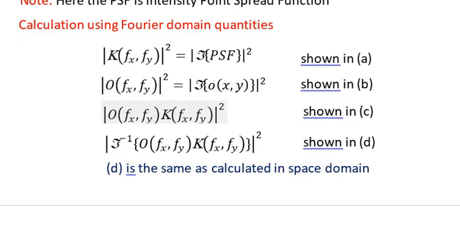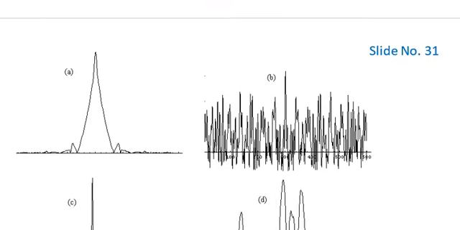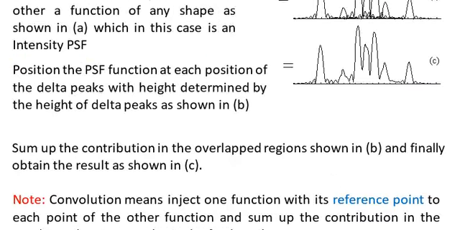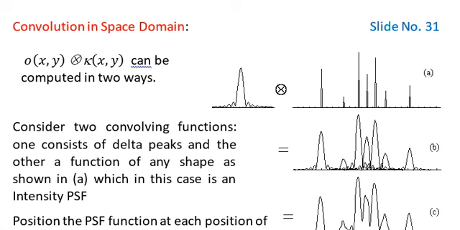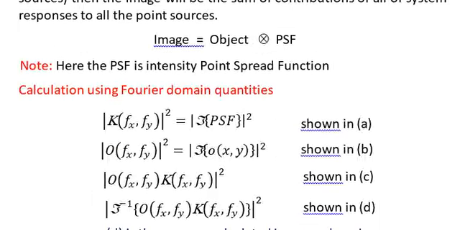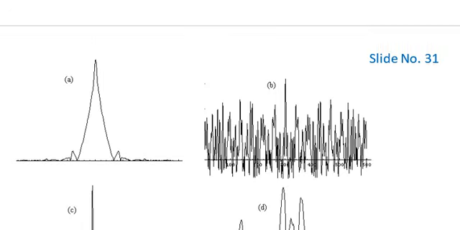Now in the second step, the absolute value of the capital O at fx and fy, which is equal to the Fourier transform of the object, the absolute value of that one, we have shown in part B. You see that here we have these delta functions on the right hand side in the first row, and we have taken its Fourier transform, and we have shown the absolute value of that Fourier transform in part B. So this is actually the absolute value of the Fourier transform of the delta functions shown in the previous example. So we have these two quantities.